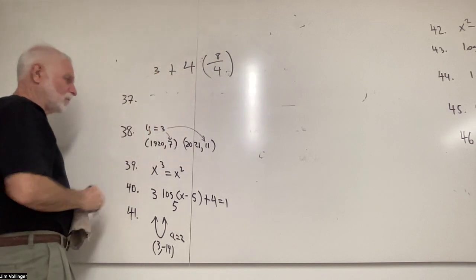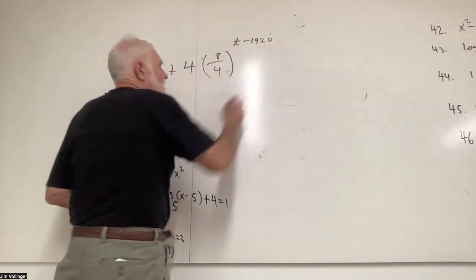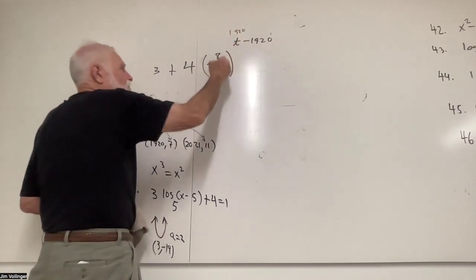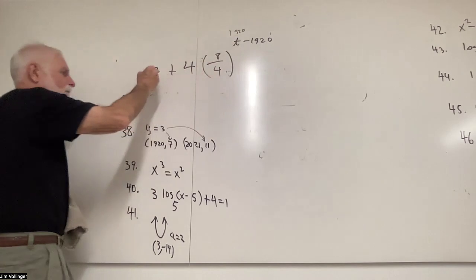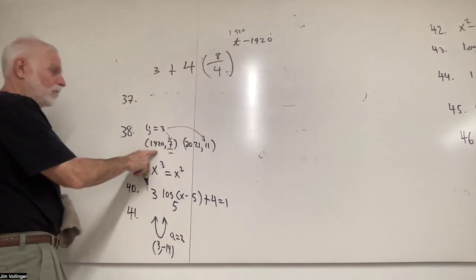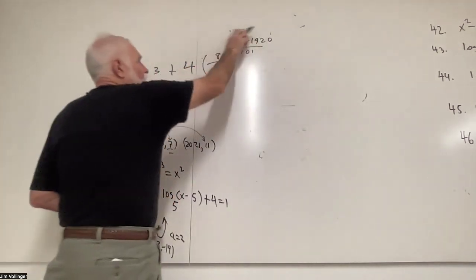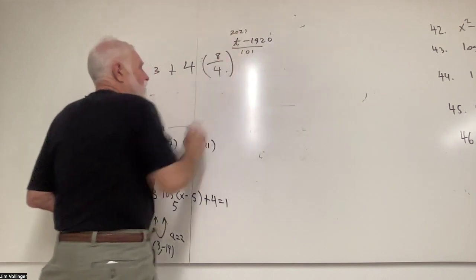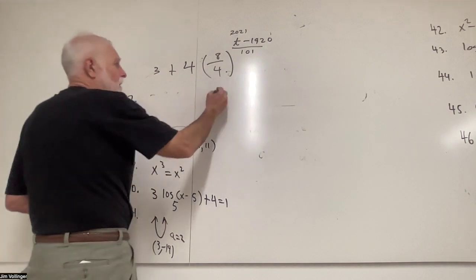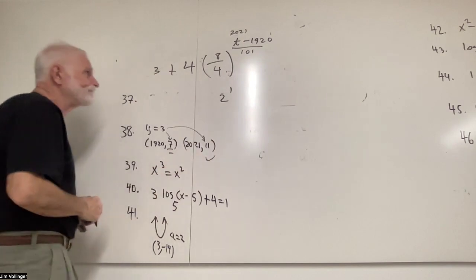Okay, so I have exponential growth, 1920. Why don't we use t minus 1920? All right, so when I put 1920 in, I get 0. 2 to the 0 is 1, times 4 is 4, plus 3 is bingo. 2021 is 101 years later. So if I put 2021 in, minus 1920, I get 101 divided by 101, which is 1. So 2 to the 1 is 2, times 4 is 8, plus 3 is 11.